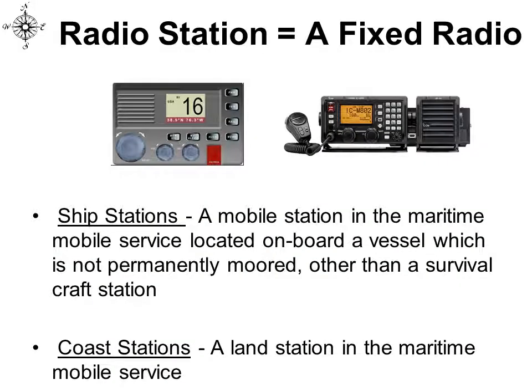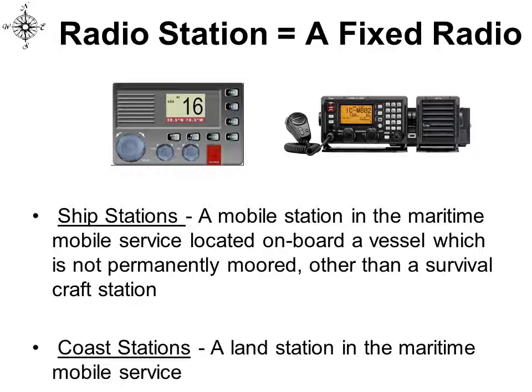First definition we need to know about is a radio station. What is a radio station? That's a fixed radio station. That's an installed unit. And you can see some pictures there of a VHF and an HF radio system. Again, those are the systems that are installed. They're put in with brackets. They're hardwired in. Those are the radios that we're used to using.